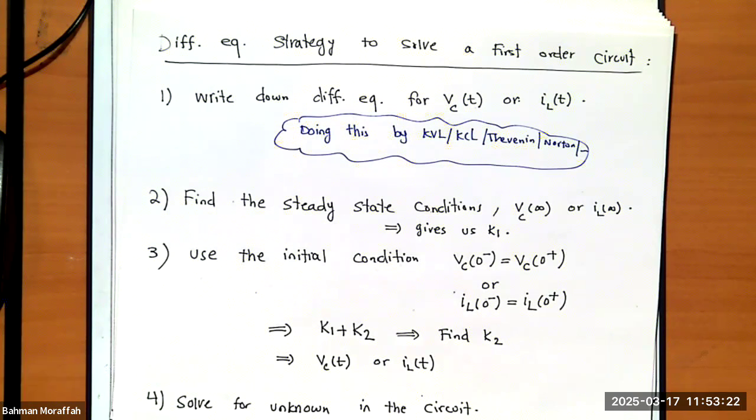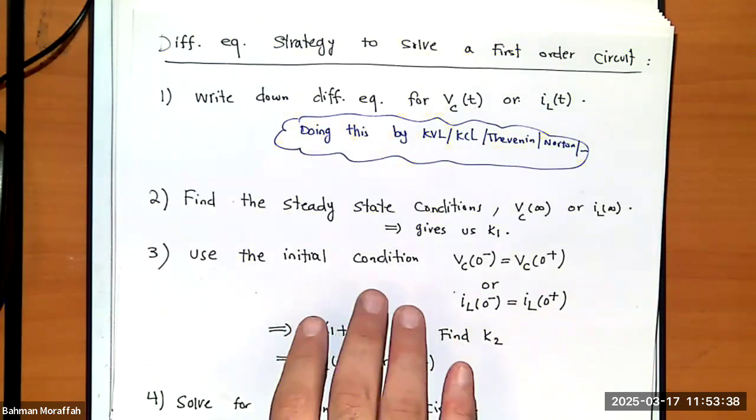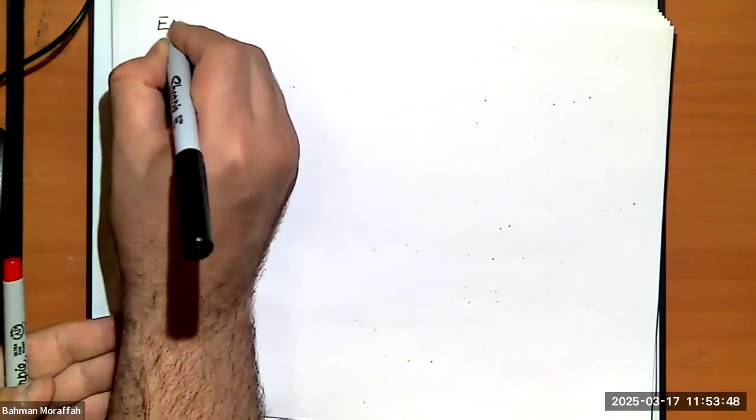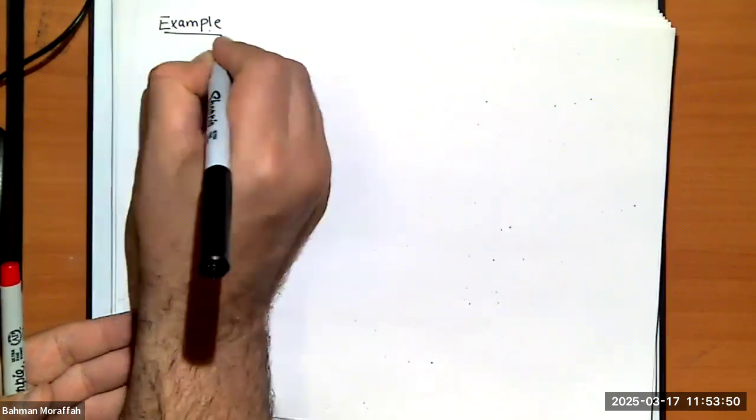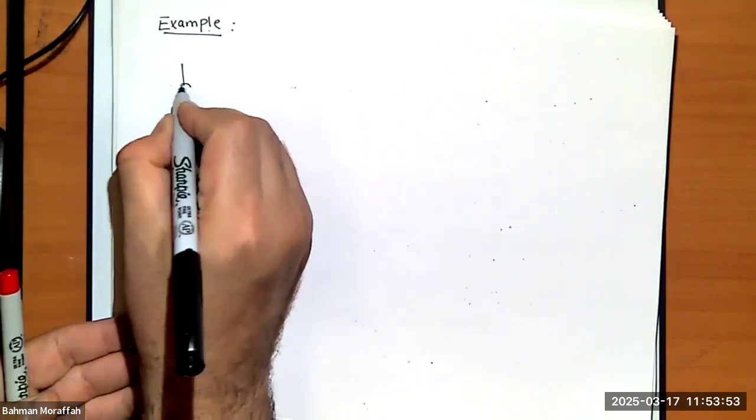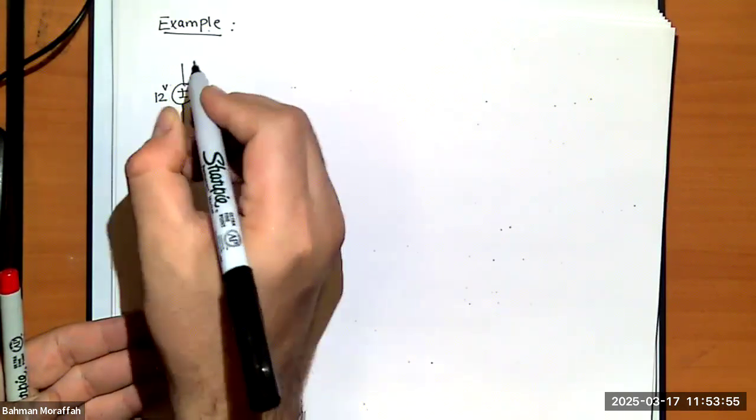The idea is that we're going to try to solve a differential equation. But this differential equation is not a regular differential equation that you have in your math classes. There is a meaning to this differential equation. And we're going to have to use that meaning to be able to find the initial conditions, right? So let's do an example. Let's just say I'm given this circuit.